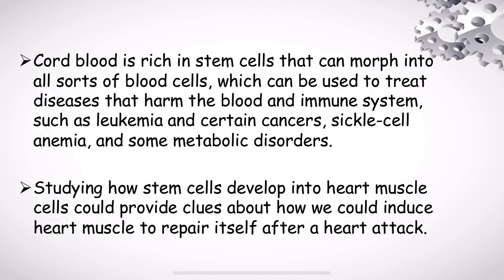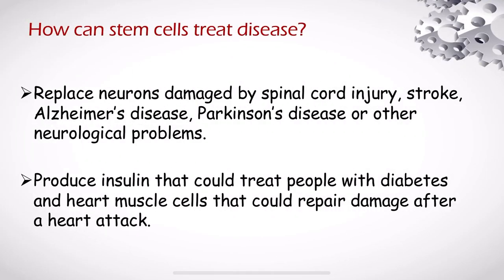Cord blood is rich in stem cells that can morph into all sorts of blood cells, which can be used to treat diseases that harm the blood and immune system, such as leukemia and other certain cancers, sickle cell anemia, and some metabolic disorders. Studying how stem cells develop into heart muscle cells could provide clues about how we could induce heart muscle to repair itself after a heart attack.